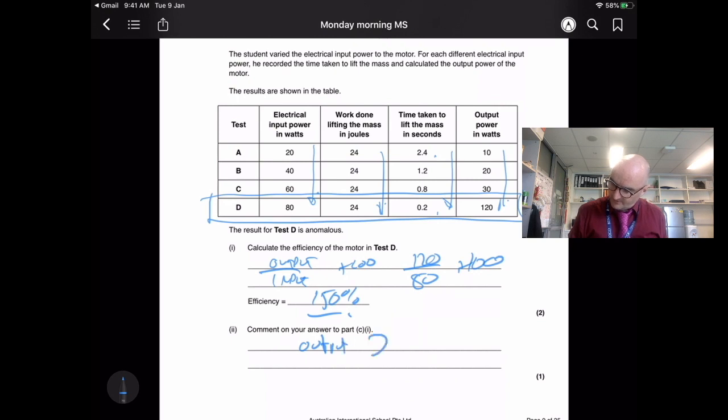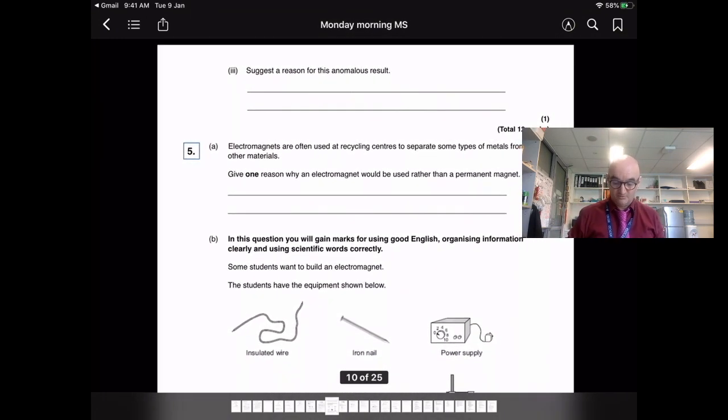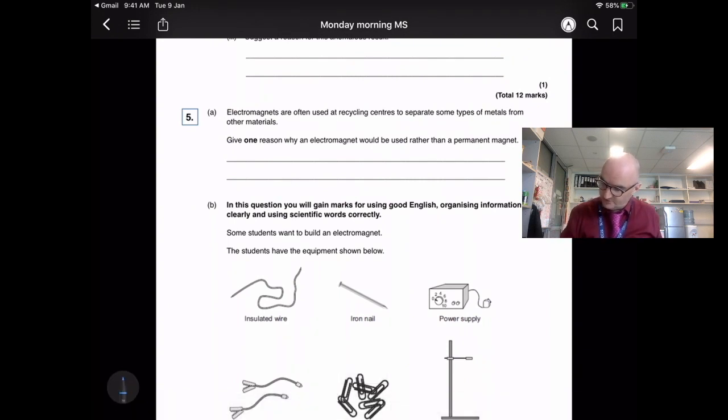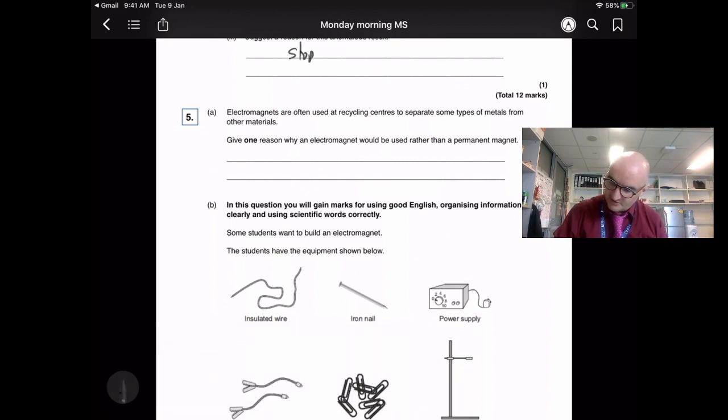How is output greater than input? I think the student did something wrong, look, because we've got input 20, output 10, input 40, output 20, input 60, output 30, input 80, output 120. What did the student do wrong? Suggest the reason for this anomalous result, it is indeed an anomalous result. Well, what could the student have done to give us 150% efficiency, which is clearly incorrect? I think the stopwatch was started late. They were distracted by something else happening in the laboratory, or maybe they got bored and they stopped it too soon. That's also a good answer.